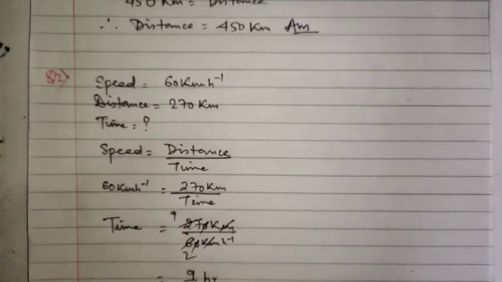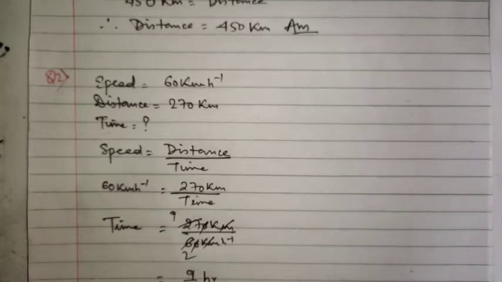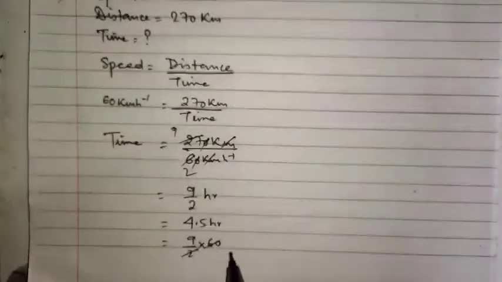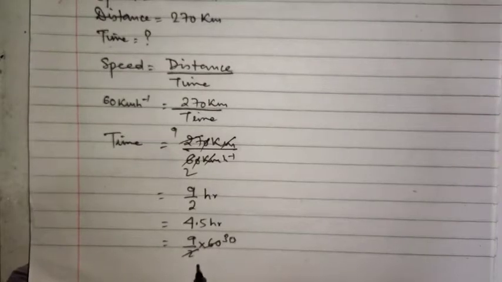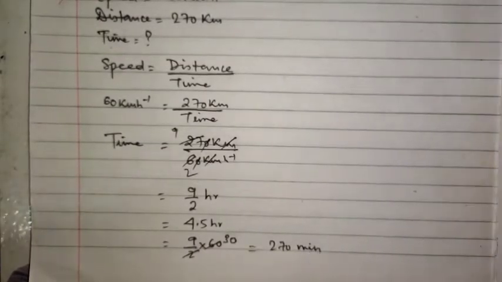You can leave your answer here also, or you can write 4.5 hour, or if you want to convert it into minutes, 9 by 2 into 60, 2 30s are 60, so 270 minutes. Like this you can answer. This question number 2 was very easy for you.